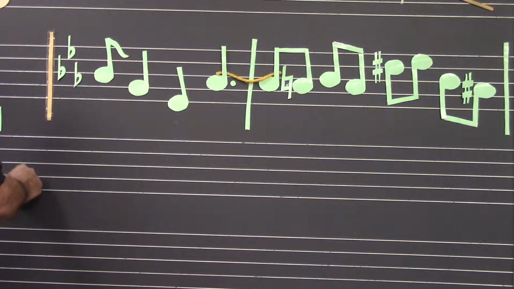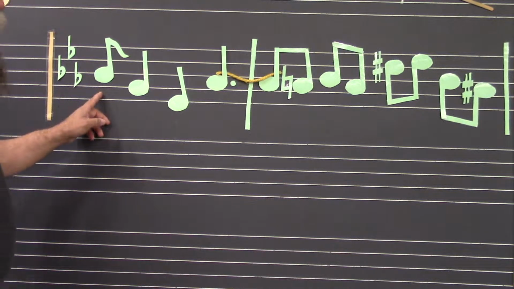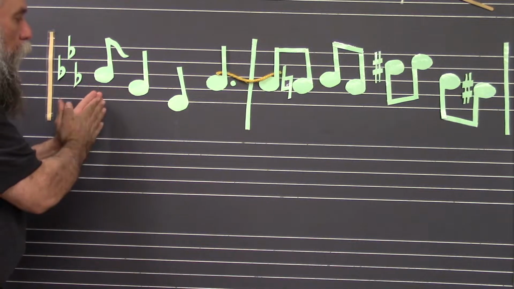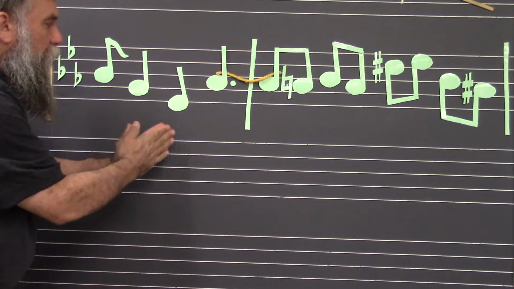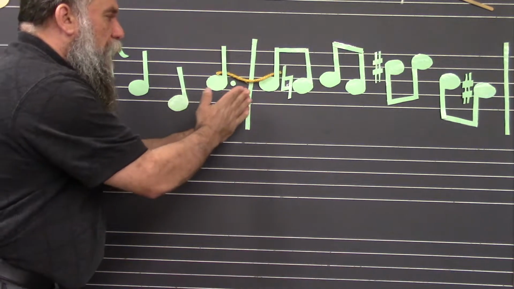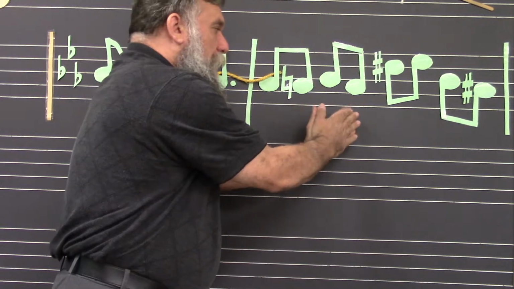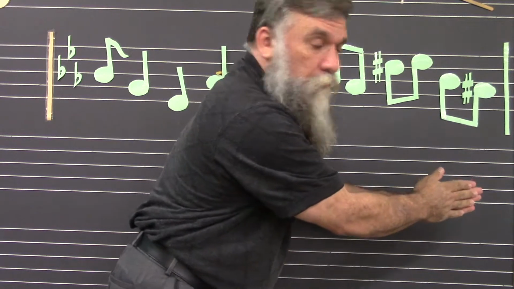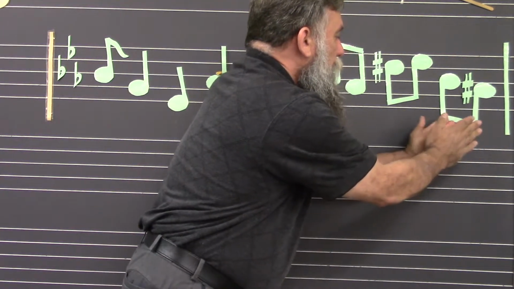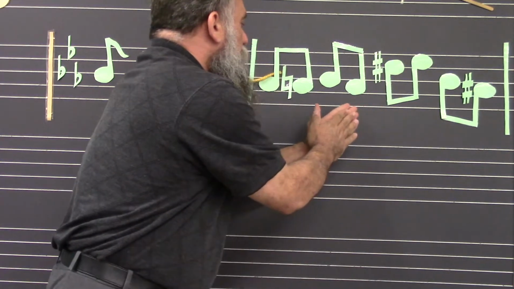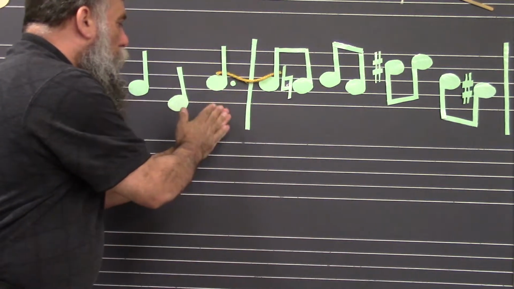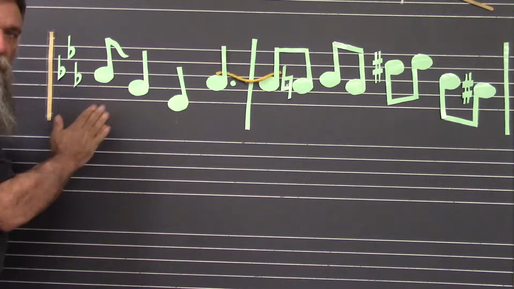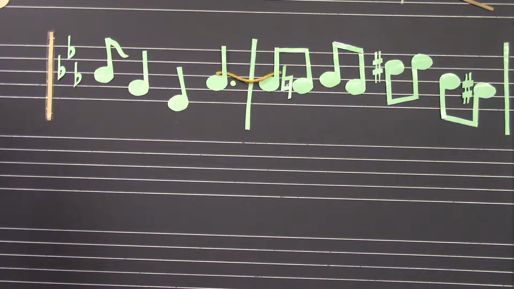Let's go to these rhythms here now. First thing we'll do is we're going to clap and count. Ready and count. 1 and 2 and 3 and 4 and 1 and 2 and 3 and 4 and. Let's go backwards. Ready, go. 1 and 2 and 3 and 4 and 1 and 2 and 3 and 4 and.